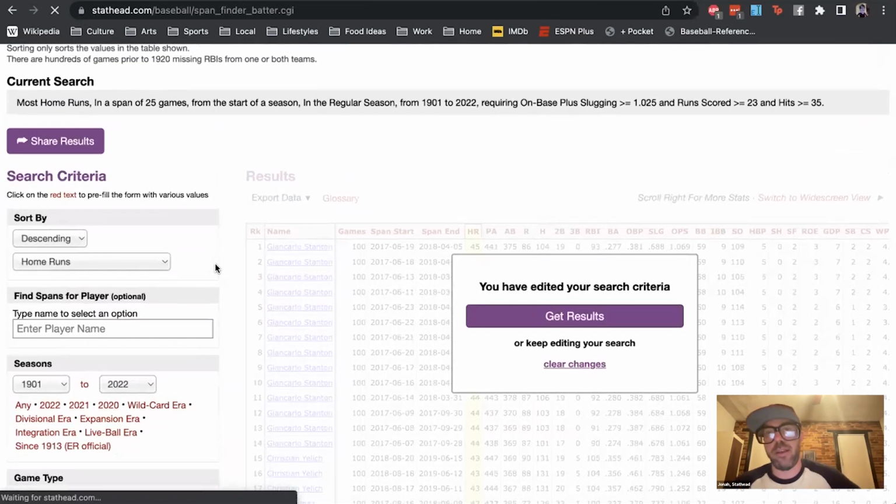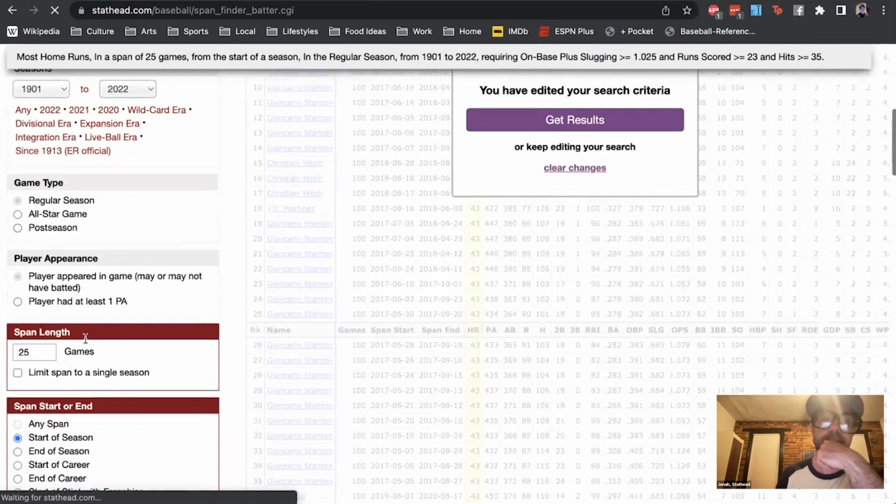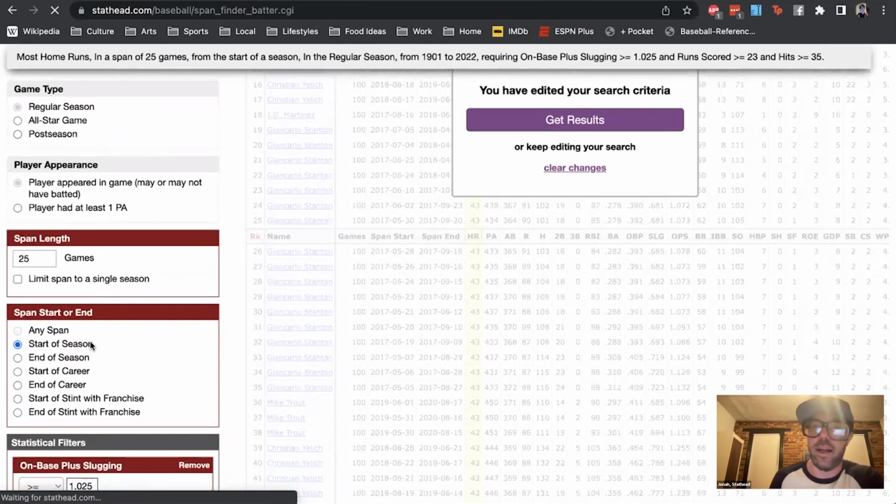Now, one thing about the span finder is that, like I mentioned, if you think about what it's doing, it's going through our entire database and searching every single possible 25 game span that it can make. So by doing start of the season, we've narrowed it down a little bit, but even then, that's a lot of spans, because it's every single player, every single season, every 25 game span. And if we go with any span, it's going through every single player, every single 25 game span possible. So it's 1 to 25, 2 to 26, 3 to 27, and so on, all the way through for every season for every player. So as you can guess, that kind of thing adds up. So this kind of search does take some time to run, but when you finish it, the results that you get are really awesome. And it's just a really cool feature.